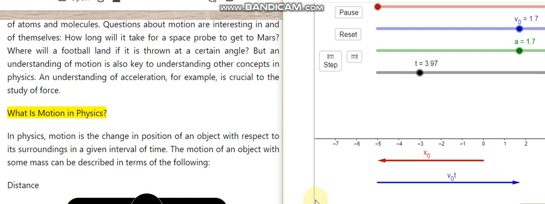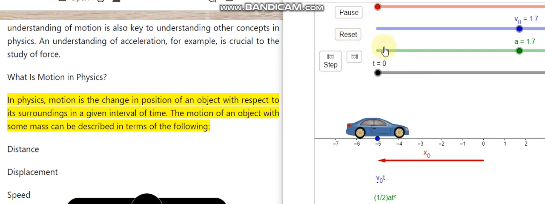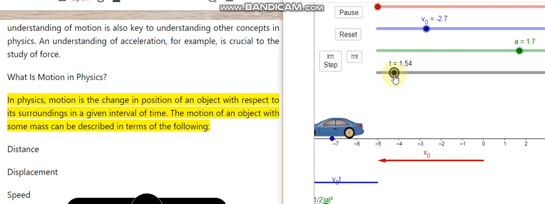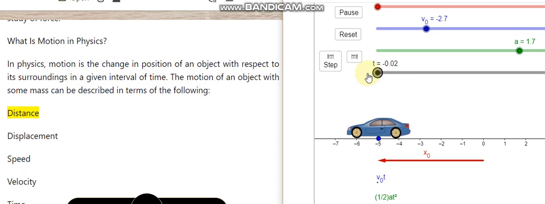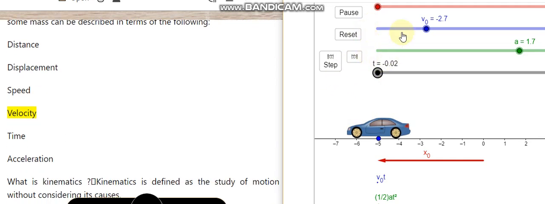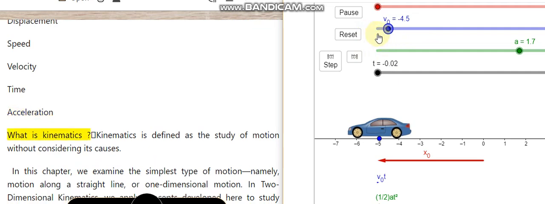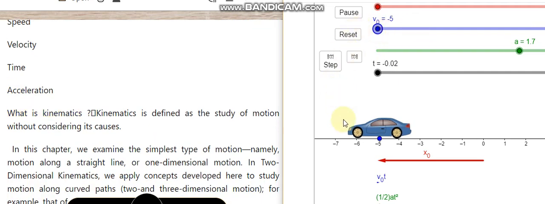What is motion in physics? In physics, motion is the change in position of an object with respect to its surroundings in a given interval of time. The motion of an object with some mass can be described in terms of the following: distance, displacement, speed, velocity, time, acceleration.